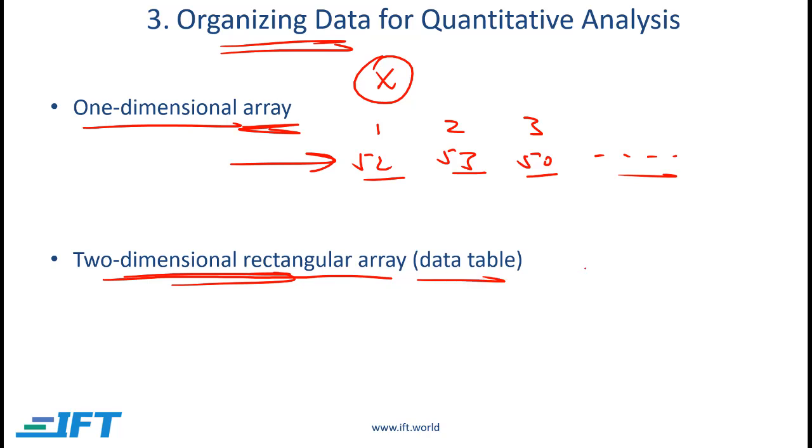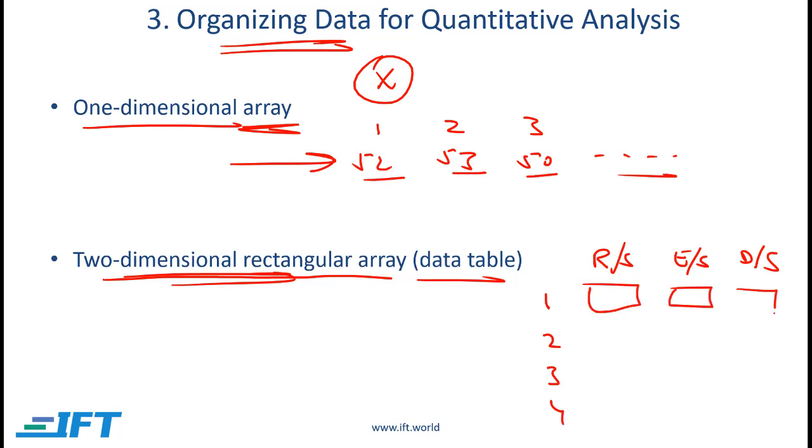With two-dimensional data, we essentially have a table. So here, for example, we might look at different variables such as revenue per share, earnings per share, and dividends per share over multiple periods. We might have quarter 1, 2, 3, 4, and so on. And when we look at this data, notice that it is in the form of a table, because for a given quarter, we have these different variables. Then for the next quarter, we again have these variables. This is called a rectangular array or a data table.